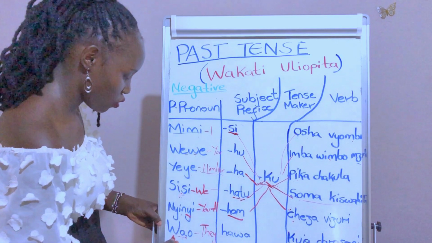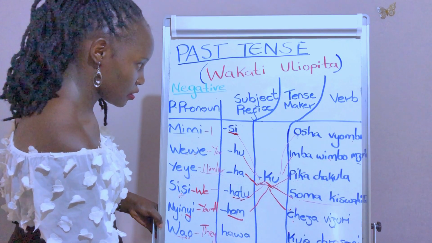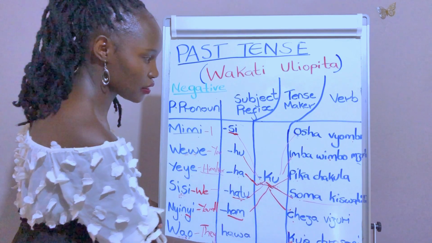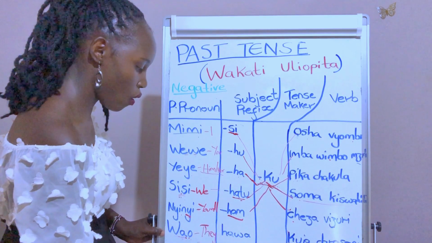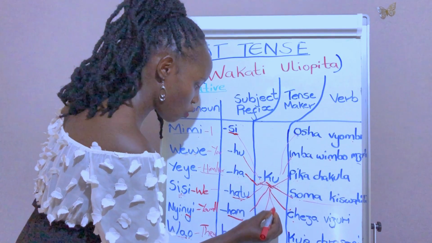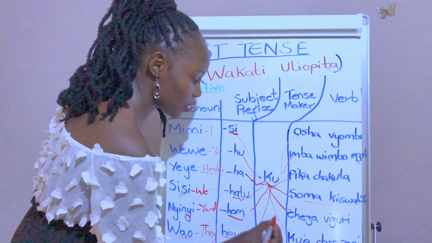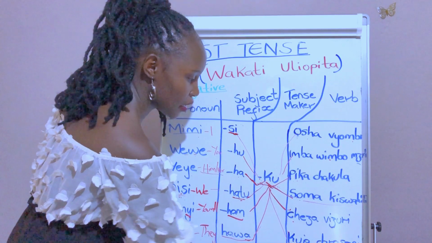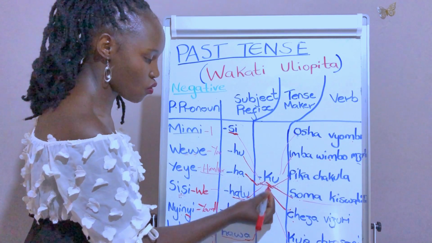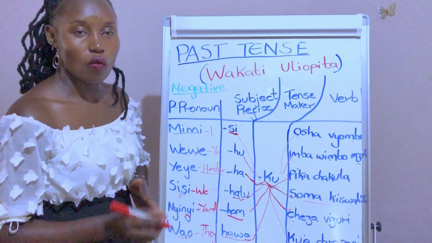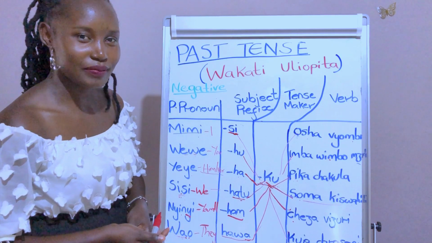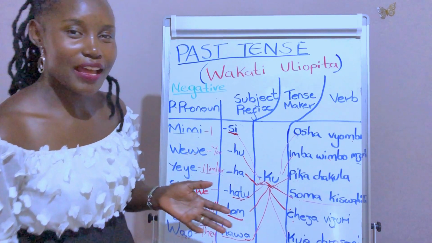Then we have wao for personal pronoun. Subject prefix hawa. Our tense marker remains ku and then our verb. So we say wao hawakukuja darasani. They didn't come to class.